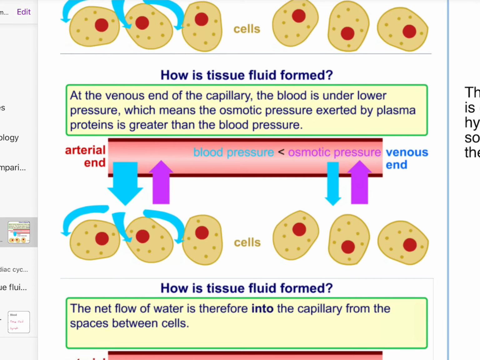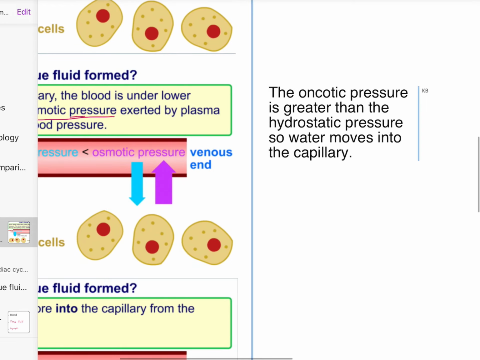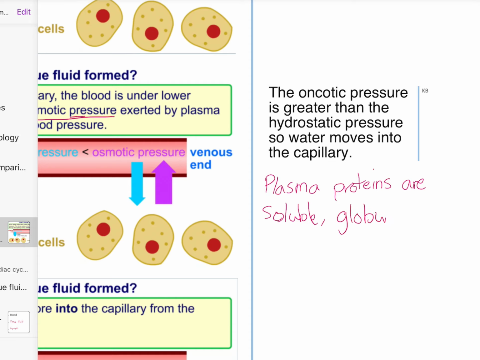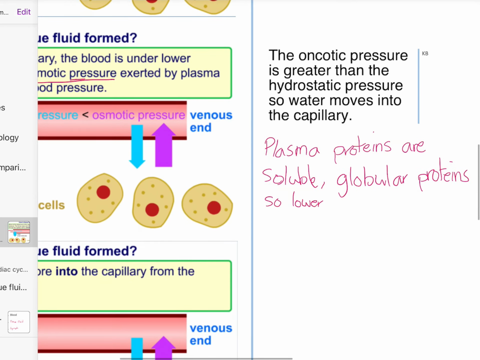Now at the venous end, so the end that will then drain into venules and into the veins, the blood pressure is much lower after it's passed through the capillaries. The osmotic pressure or oncotic pressure, as OCR again do prefer to use, that oncotic pressure is now going to be greater than the hydrostatic pressure because of the plasma proteins. Because they're soluble globular proteins, they will lower the water potential within the plasma that stayed within the capillaries.